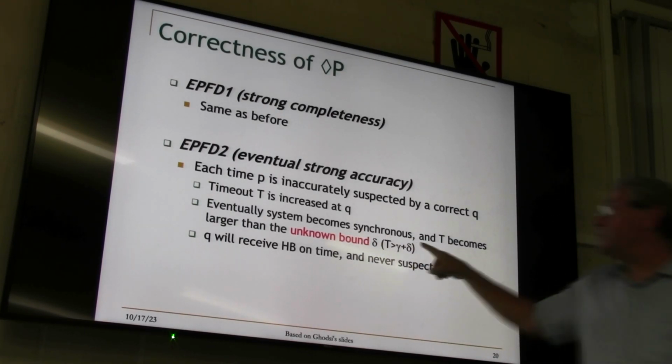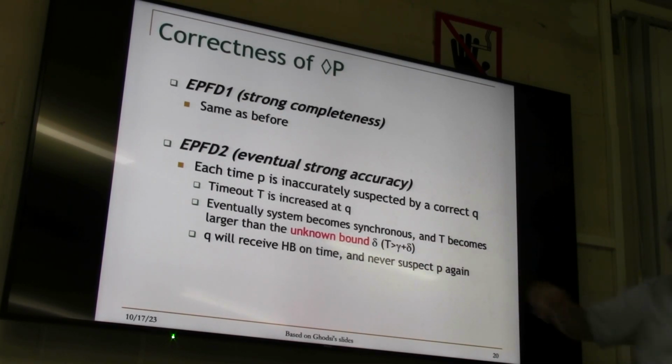First of all, the system has to become synchronous. That means there is a bound. Before that, there's no bound, and the time could be any weird numbers, big numbers. But eventually it becomes synchronous. So there is a bound, and T keeps growing. And then at some later time, T will get bigger than that bound, okay?